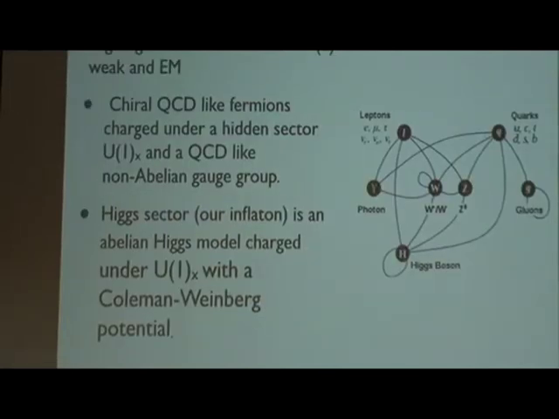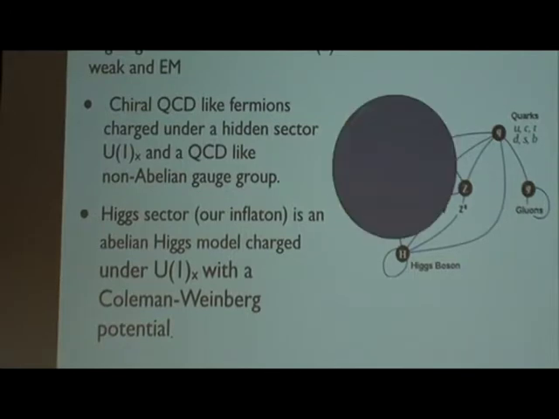So in our model, it's sort of the standard model redux. So you have the Lagrangian of the standard model, but without the weak and electromagnetic components. Then you're left purely with QCD-like fermions charged under a hidden U(1). So that'd be like electromagnetism, and the QCD-like non-abelian gauge group. And then the Higgs sector, or inflaton, is a Higgs model, which is also charged under the U(1). And we take this to be a Coleman-Weinberg potential.